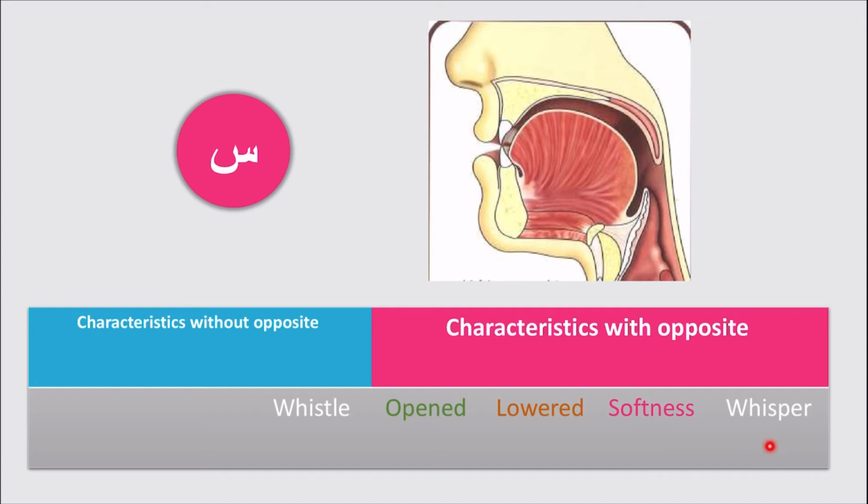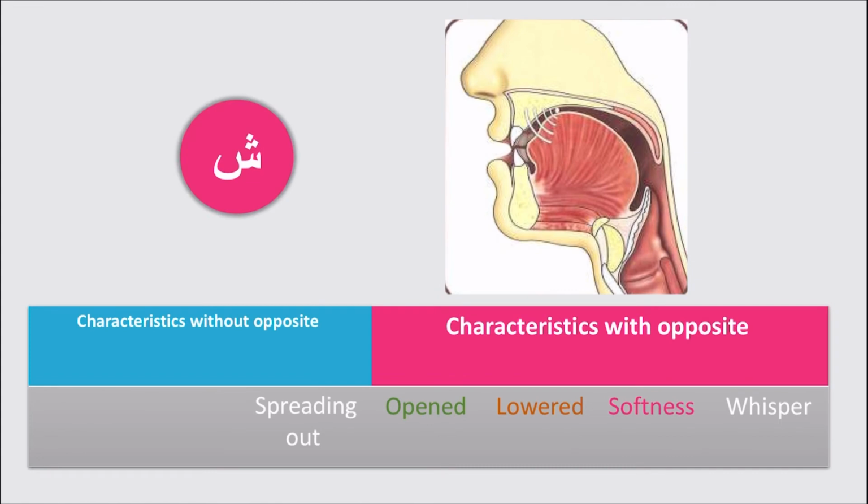And the last one, whisper, so there is air exhaled outside while we read that Seen sound, S. The last characteristic for Seen that has no opposite is the whistle sound. Okay, so Seen is from the letters that have a whistle sound, and these are the characteristics and the articulation point for Seen. Let's go now for the Sheen letter.